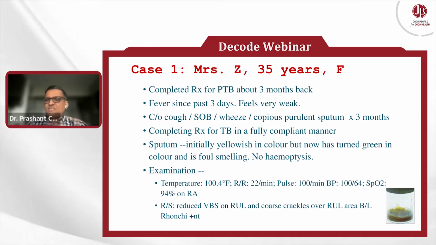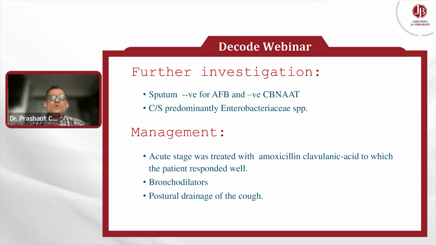And if you look at this sputum here, this is the color of the sputum she's coughing out. So obviously, you would check again if there is tuberculosis again. So the sputum is negative for TB, is negative for CB-NAT, but sometimes you can get a CB-NAT which is positive and a TB culture which is negative, particularly when there's an old TB and the DNA of the TB is still around, and the culture shows Enterobacter species. So now, what is the management? I mean, what is the treatment for this? The diagnosis here is post-TB bronchiectasis.